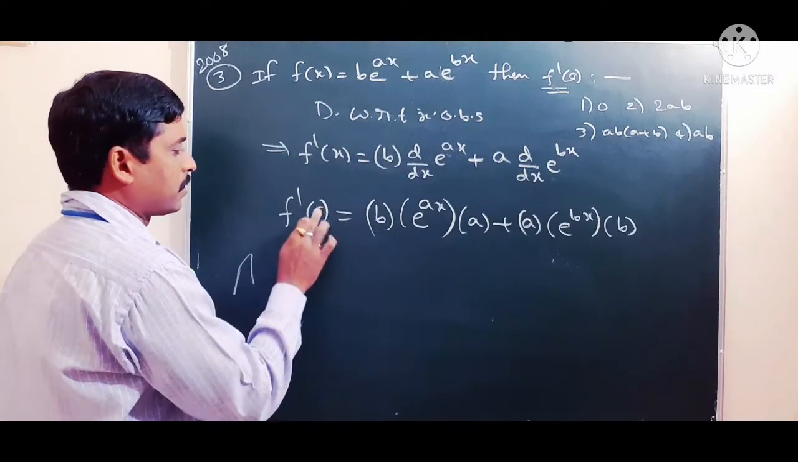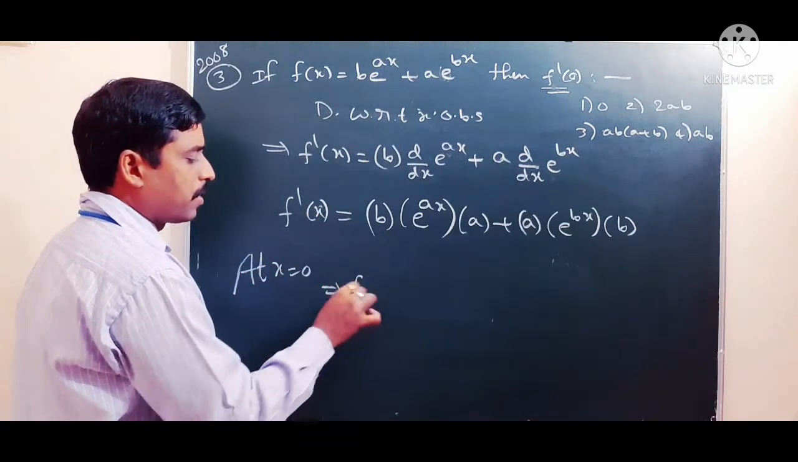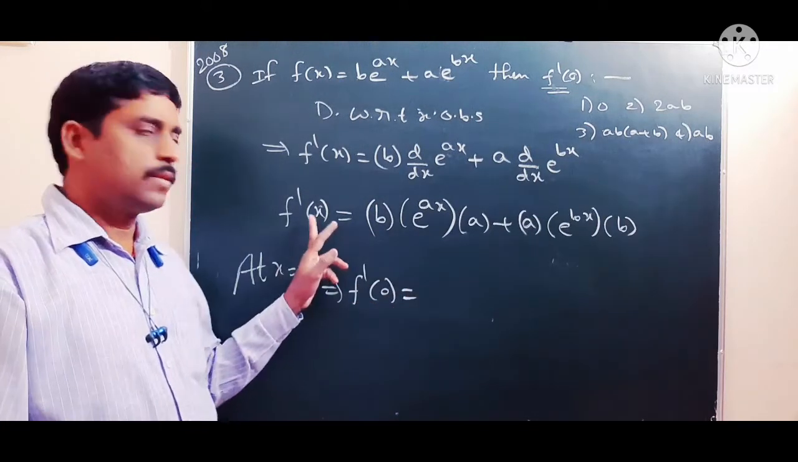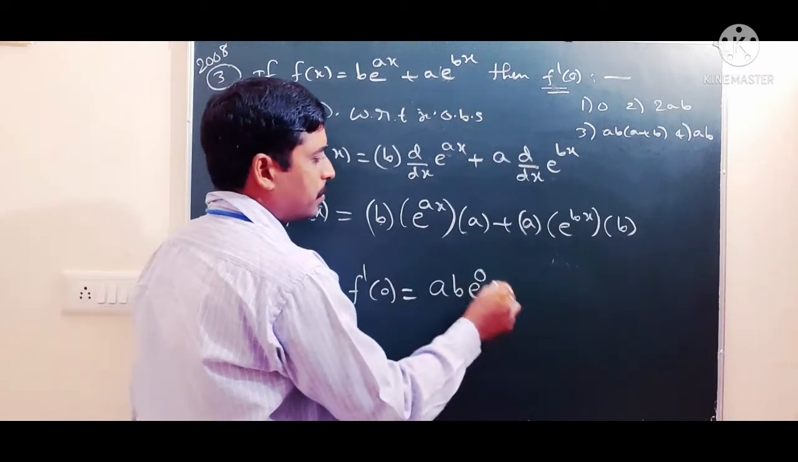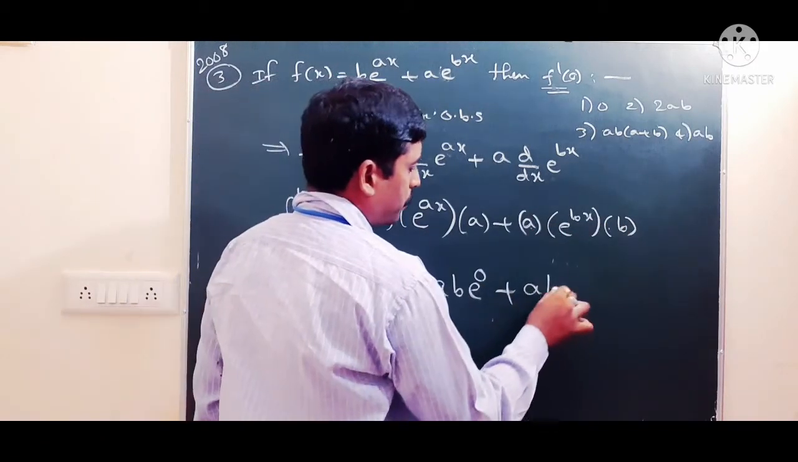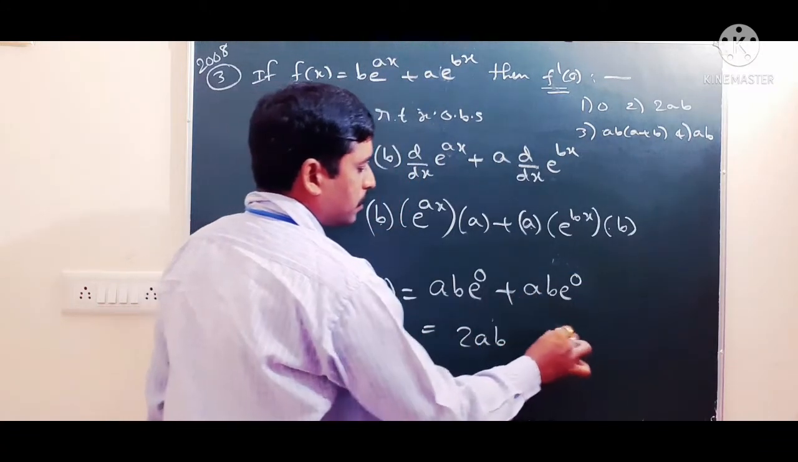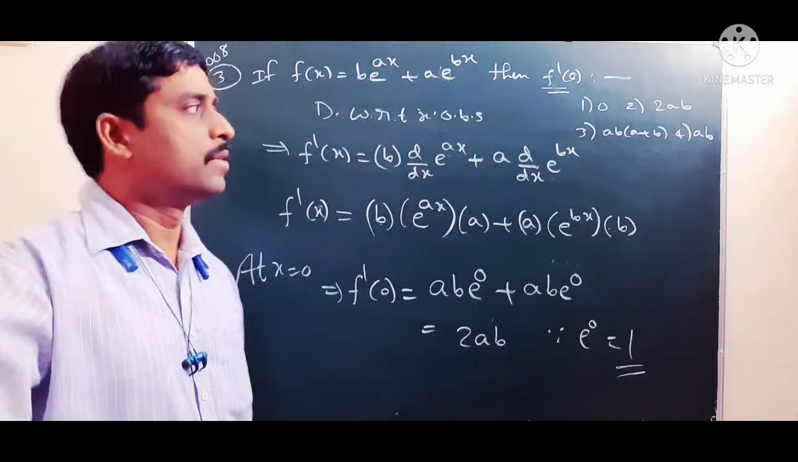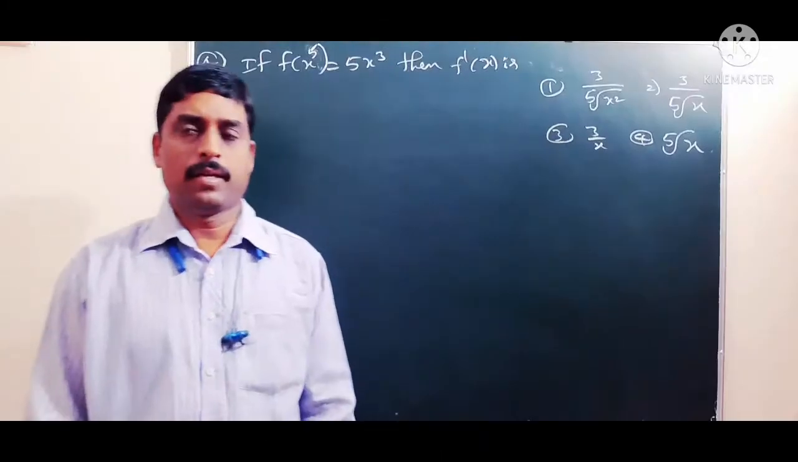This is f dash x, at x is equal to 0. We have to find f dash 0. At x is equal to 0, f dash 0 equals ab into e to the power 0, plus ab into e to the power 0. So ab plus ab is 2ab, since e to the power 0 equals 1. So which option is correct? The second option is correct. Let us go to the next problem.